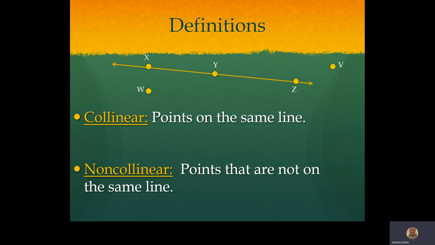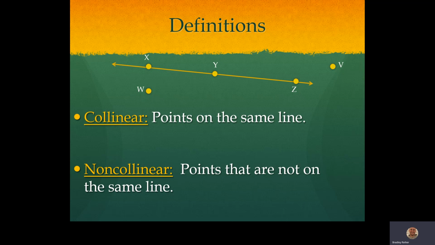Where this gets tricky, though, is if you look at point X and point W, are they collinear? A lot of people would probably say, no, they're not collinear. They're not connected with a line. But they are collinear because you could connect them with a line. So even though they're not connected, if they could be connected, those points are considered collinear. So point X and point W, definitely collinear. What about point Z and point V? Would they be collinear? Yeah, you could connect them with a line.